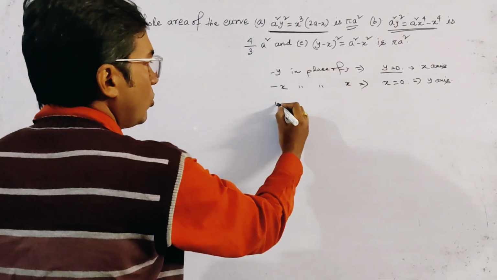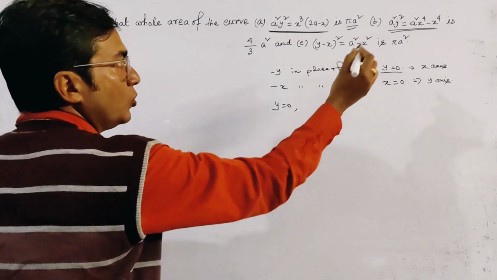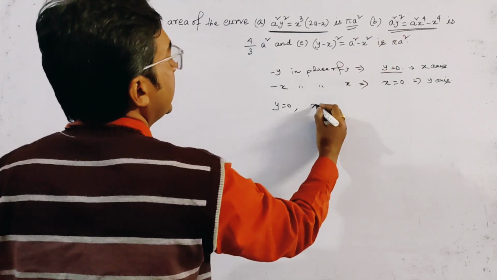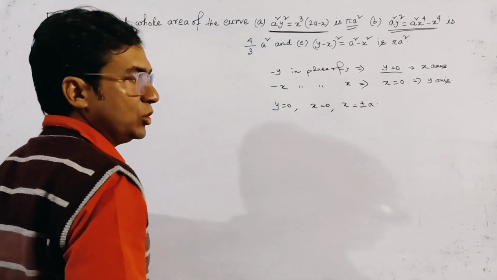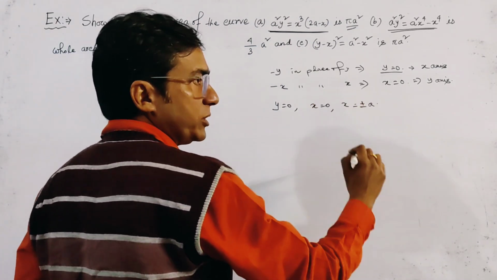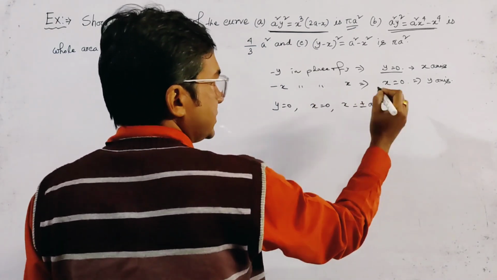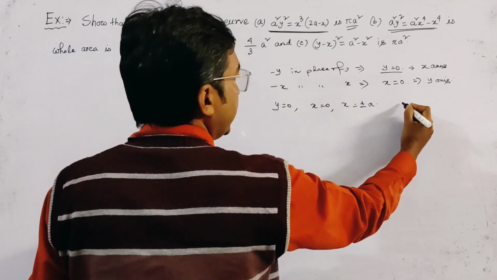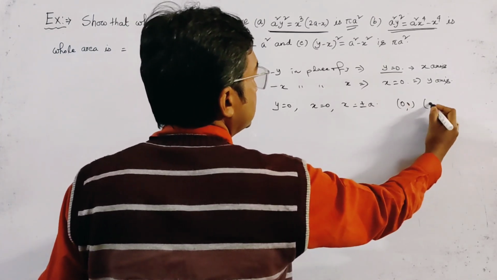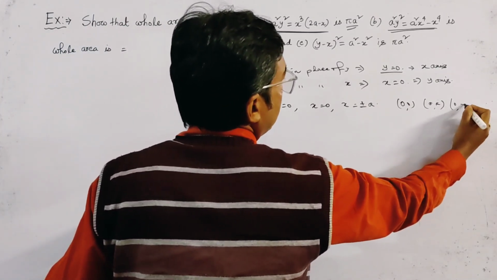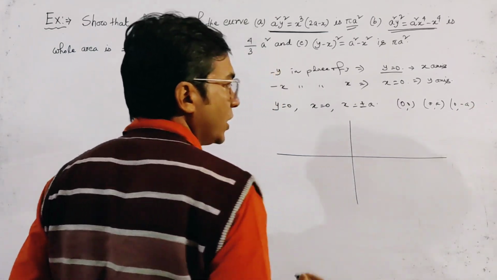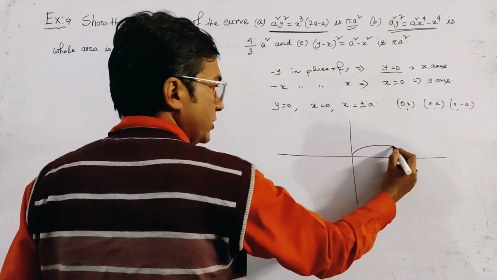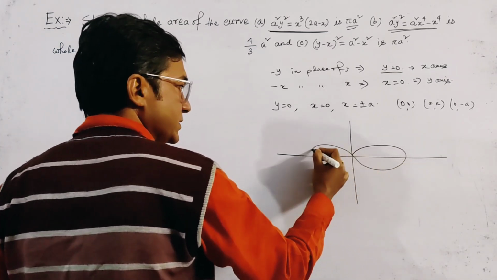And if we put y equal to 0, we get from the curve x equal to 0 and x equal to plus minus a. So we get 3 points of intersection, and the 3 points of intersection are given by (0,0), (a,0) and (minus a,0). Okay, so the curve looks like this type, this and this.